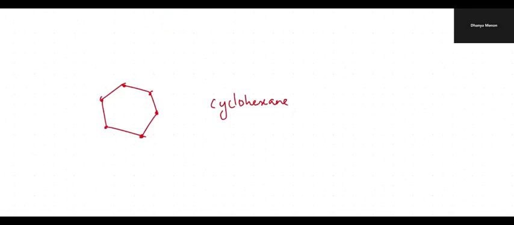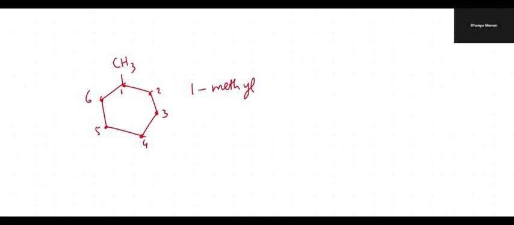If I have a methyl group attached here, okay, what would be the name? So always this carbon I will give number 1, 2, 3, 4, 5, 6. So always the substituent name first and the position. Substituent is methyl at the first position. Okay. Then cyclo. After the substituent name, we use cyclo if it's a cyclic substance, cyclohexane. Okay.